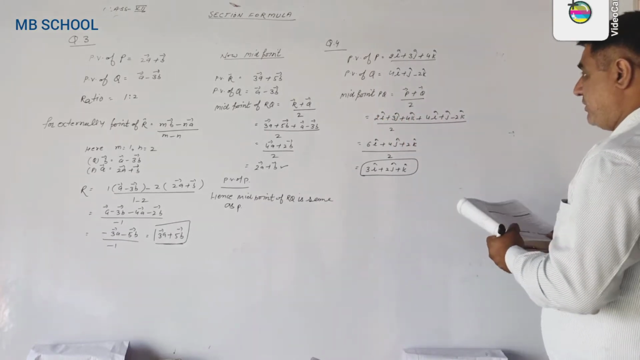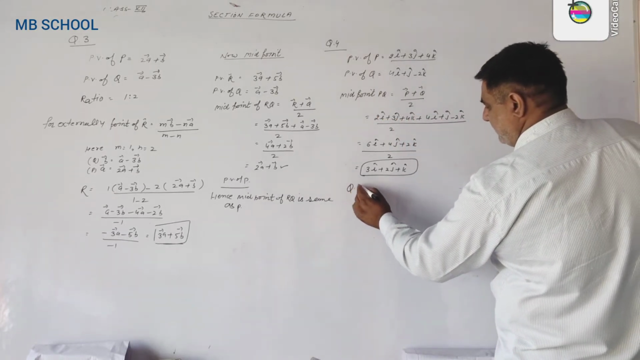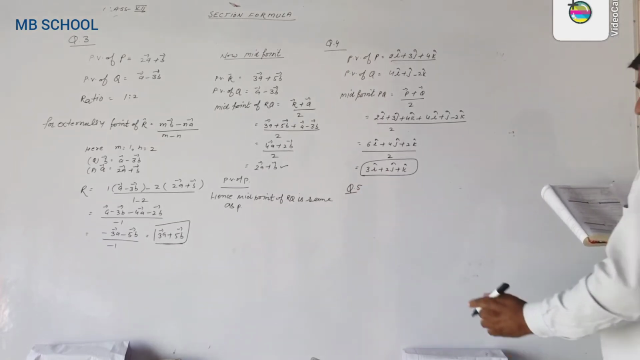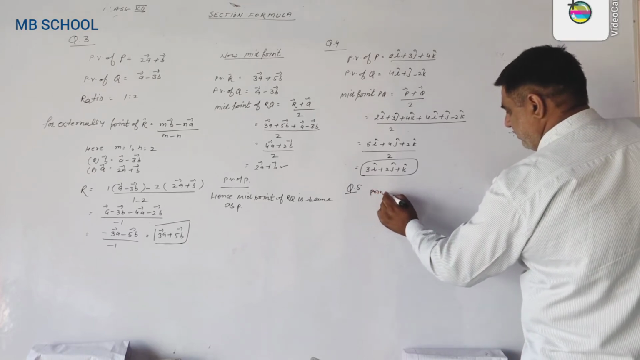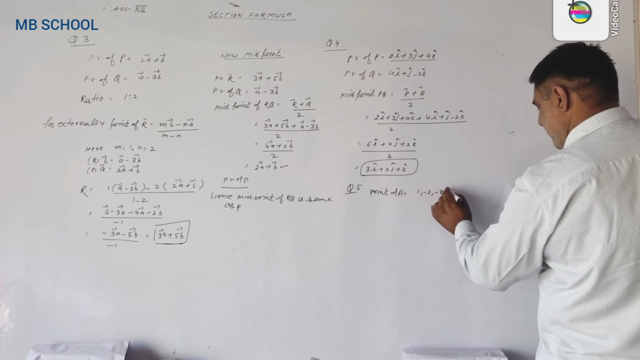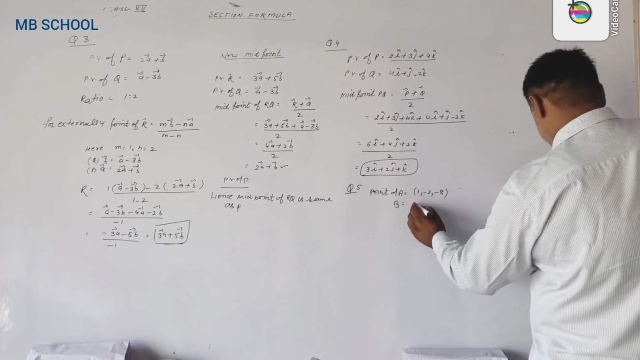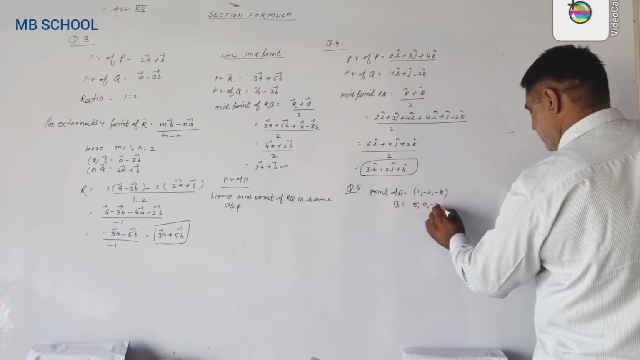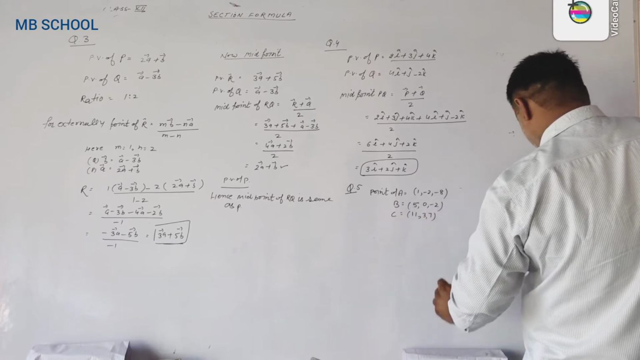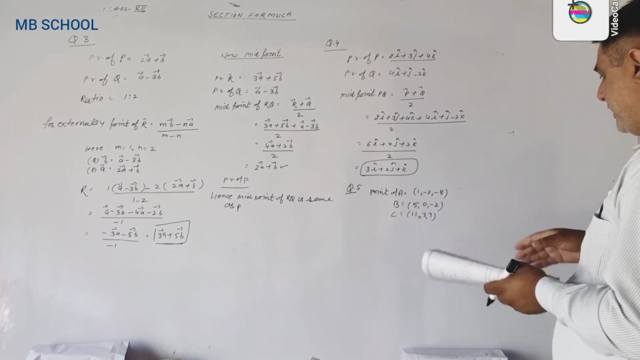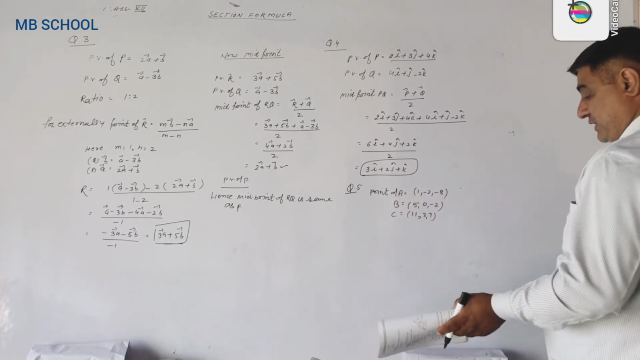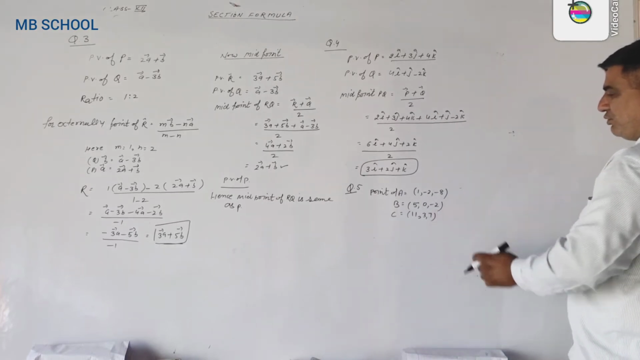Now in question number 5, it says show that the points A, B and C are collinear. Here the given point A is (1, minus 2, minus 8). Point B is (5, 0, minus 2). Point C is (11, 3, 7). Now it says that these points are collinear. Also find the ratio in which B divides AC.